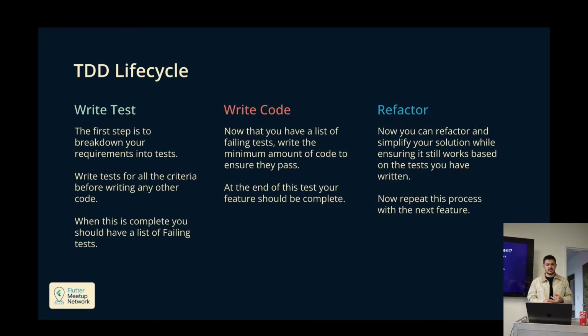So what is this life cycle? Again, first step, you're going to break down all of your requirements into tests, write all of the criteria before writing any other code. And then once you have this, you should have a list of all failing tests. So this is also known as the red phase. Write all of your tests, make sure they all fail, and then get to writing code.